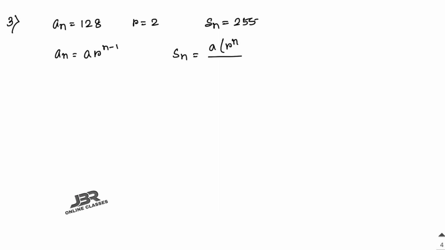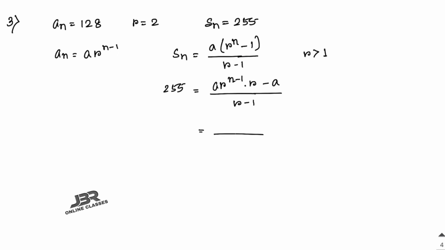So here nth term, that means a n equal to 128, r equal to 2, Sn equal to 255. So that means a n equals a r to the power n minus 1, and Sn, you know that, equals a into r to the power n minus 1 over r minus 1, as here r greater than 1. So here 255 equals a r to the power n minus 1 into r, minus a, divided by r minus 1.